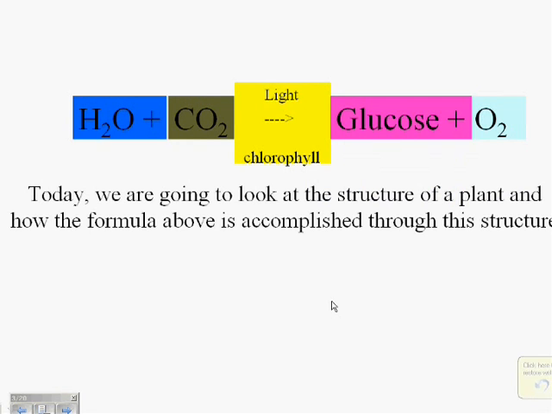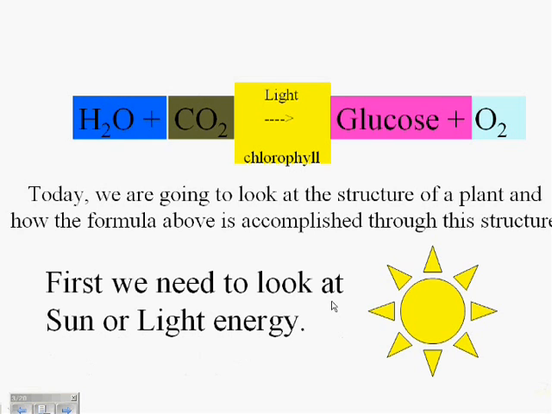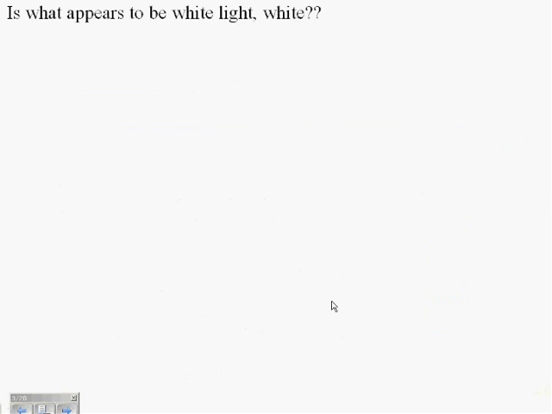All right, we're going to look at the structure of the plant today. And you've got the formula, so this is the chemical reaction that's going to happen. We're going to look at the sun, or the light energy, because that's where we ultimately get our energy from. The sun, when it shines down, it looks like white light. It appears to be white light.